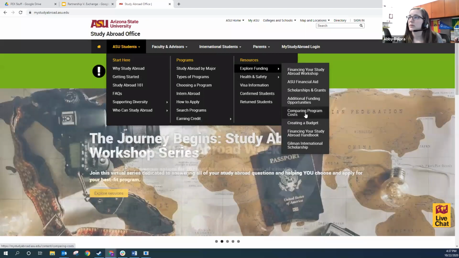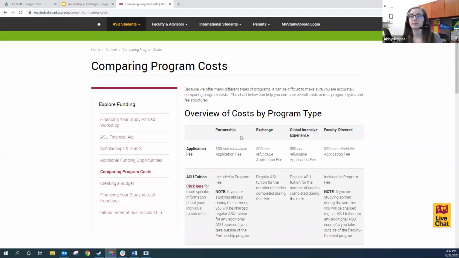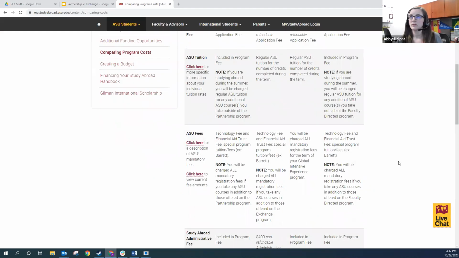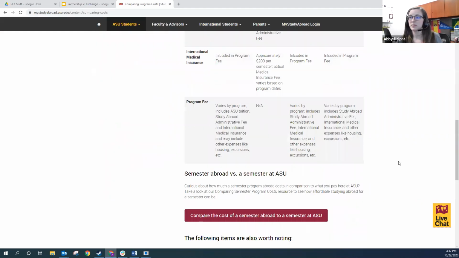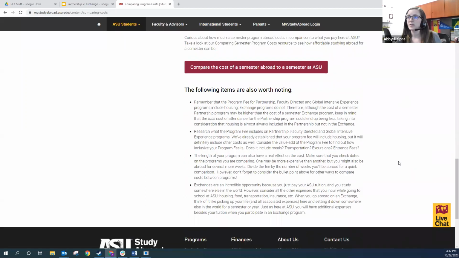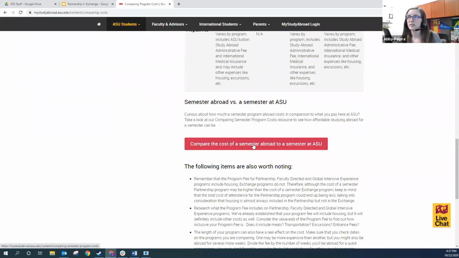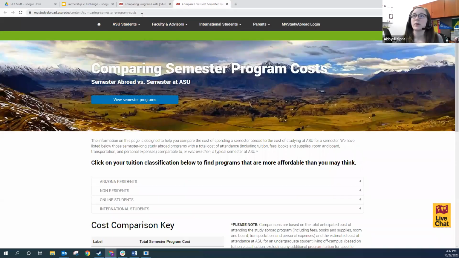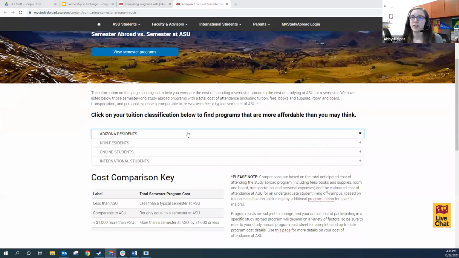So, comparing program costs. Here are some basic comparisons. Is this the low cost one? Yes. There we go. I'm going to put this link in the chat in case you want access to view the low cost programs. You just click on your classification.